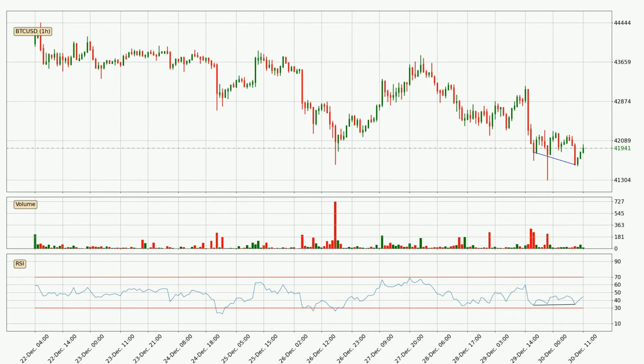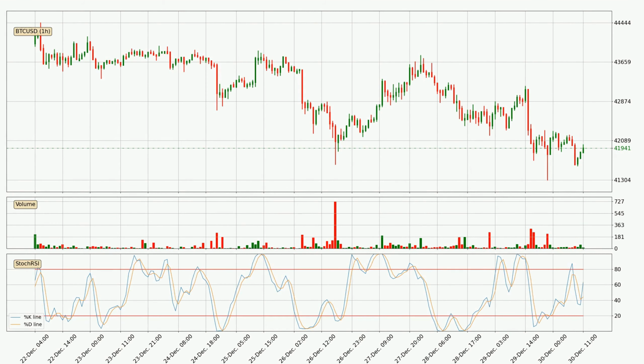Searching for divergence in the hourly time frame, there is a bullish divergence, which means we can expect the price going up or at least to remain stable for some time. Looking at the hourly stochastic RSI, it currently shows no overbought or oversold conditions, but the %K line is over the %D line, which means the current trend is to the upside.